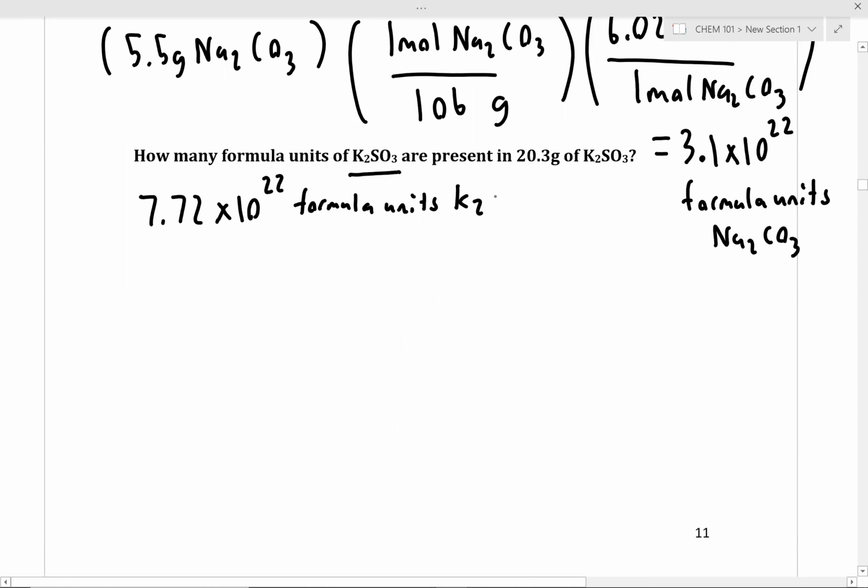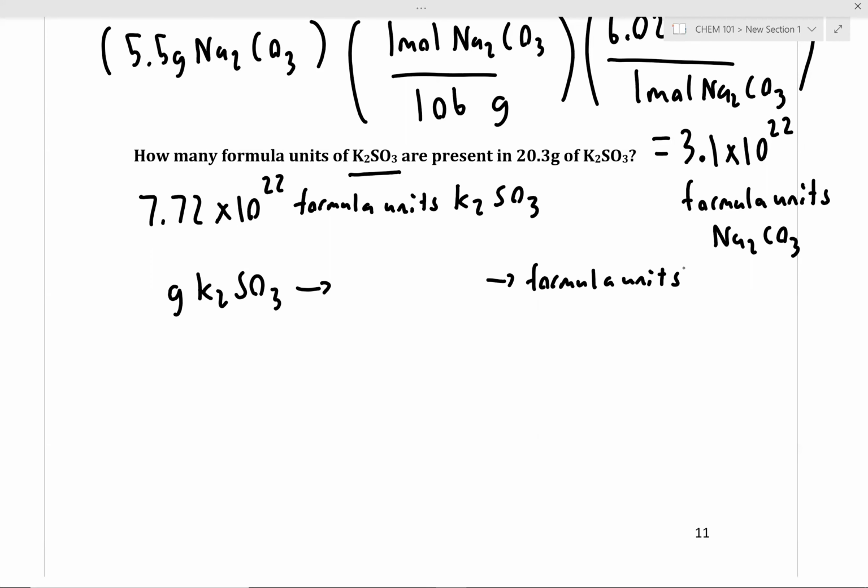So let's talk through the logic behind this. Just like before, we are given our grams of potassium sulfite, and we're asked to convert to formula units. As always, what is our stepping stone between grams and formula units? Moles. Okay.